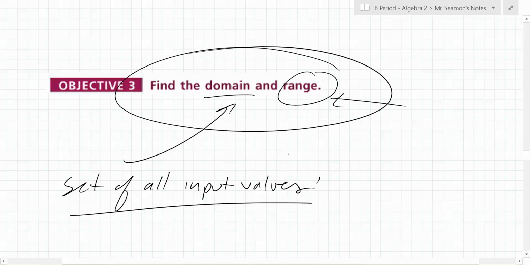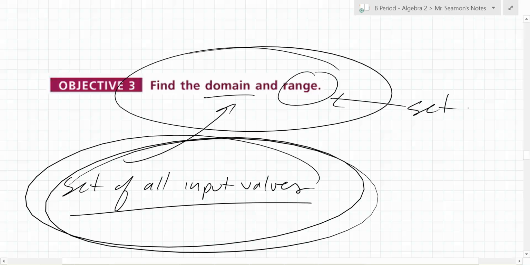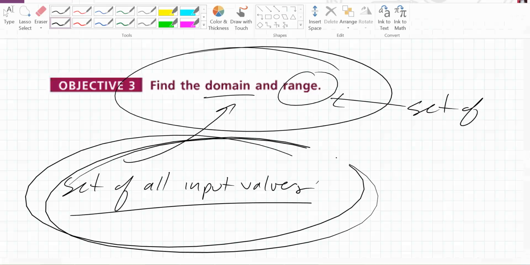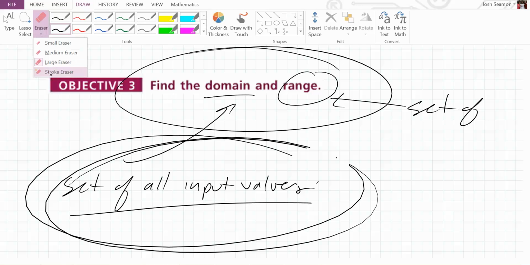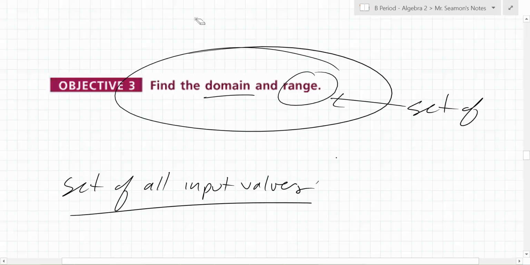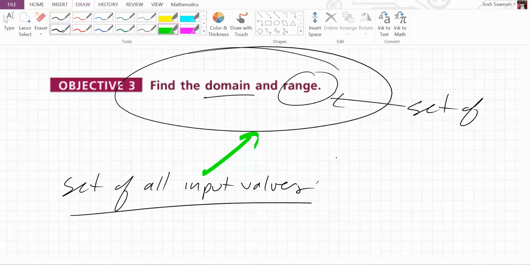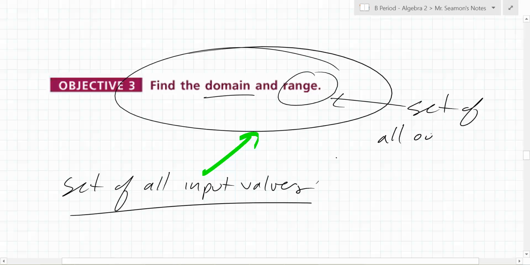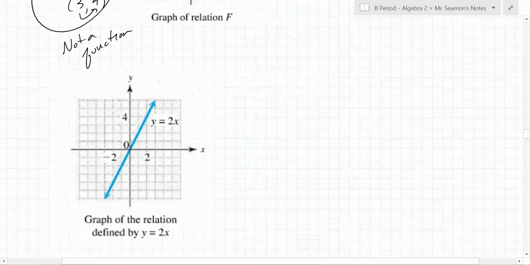Set of what? Nope. Try it differently. You need to change one word. Yeah, what's the other word? Set of all output values. The set of all output values. Exactly. All real numbers.